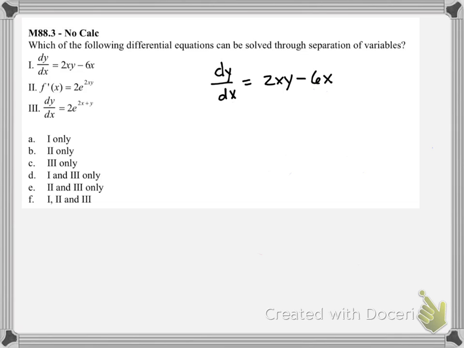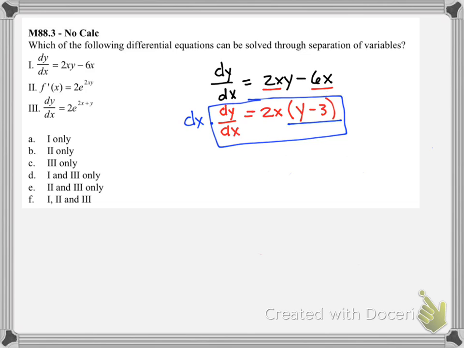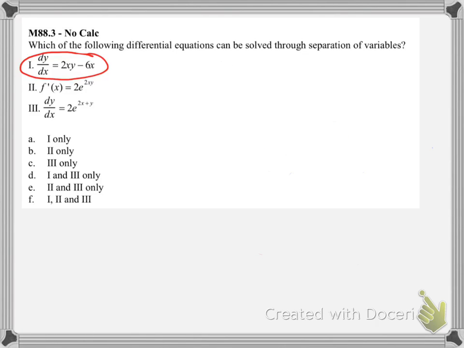The first one is written here. I'm trying to separate and I'm trying to write it as a product of x and y. Well, I can see that there's x terms in both, so I could factor a 2x out, and I would be left with y minus 3 equals dy/dx. Now you can see this is a product. My next step, of course, would be to divide here and multiply by dx. But we're not even going to do that because as soon as we can get it to the product step, we know we're good. So one works.